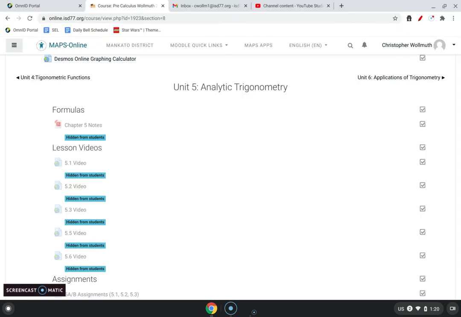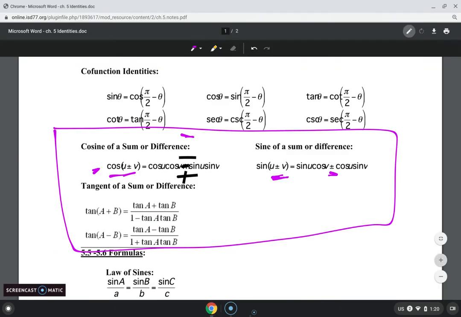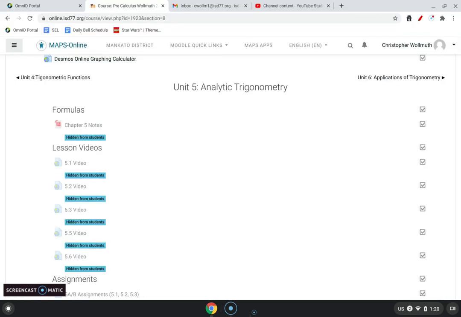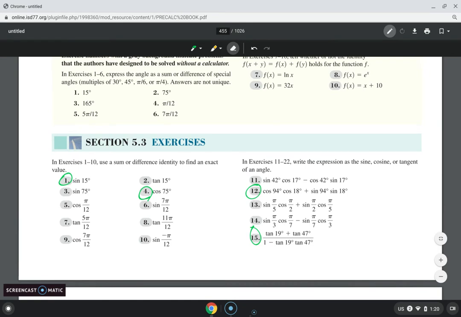Next one is tangent 19 and 47. So it looks like that. So let's go down to our tangent ones, which are right here. So if it's plus on the top, we're going to add them together. If it's minus on the top, we would subtract them. That was plus on the top, so we just add them together. 19 plus 47 is 66. So that would just simplify down to the tangent of 66.